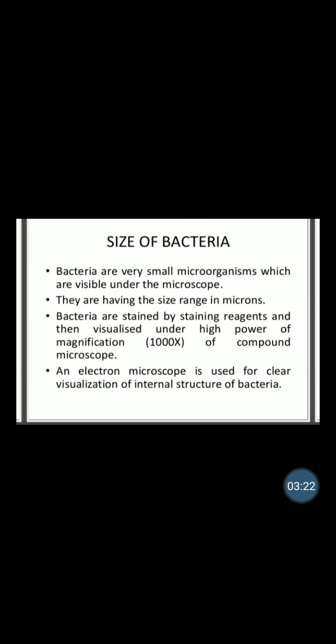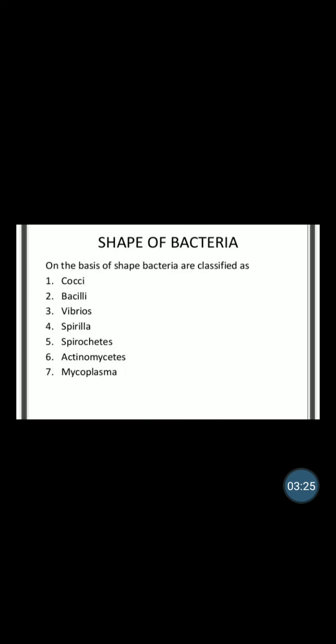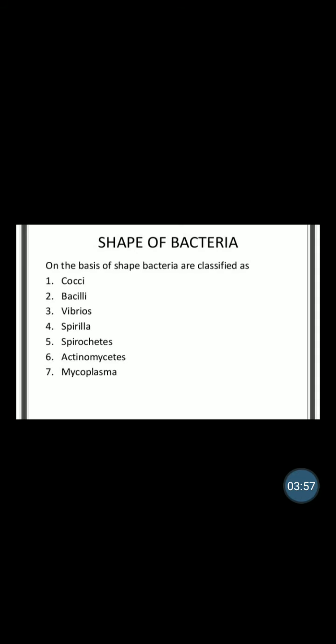Then next, shape of bacteria. On the basis of shape, bacteria are classified as cocci, bacilli, vibrios, spirilla, spirochetes, actinomycetes and mycoplasma. I am once again repeating. On the basis of shape, the bacteria are classified as first cocci, second bacilli, then vibrios, then spirilla, then spirochetes, then actinomycetes and mycoplasma.